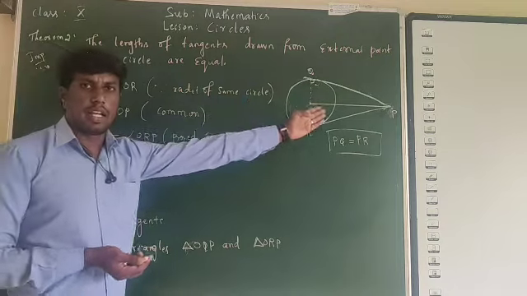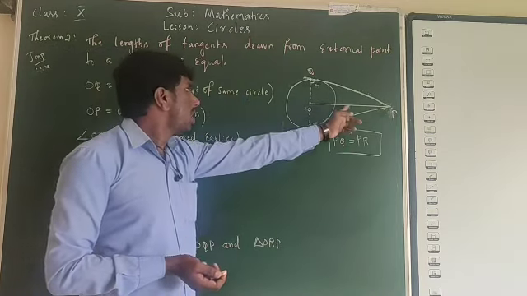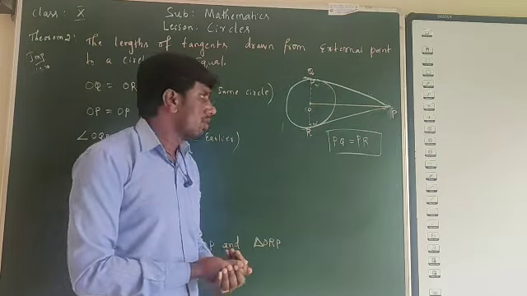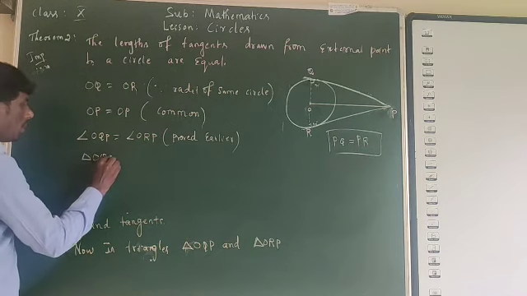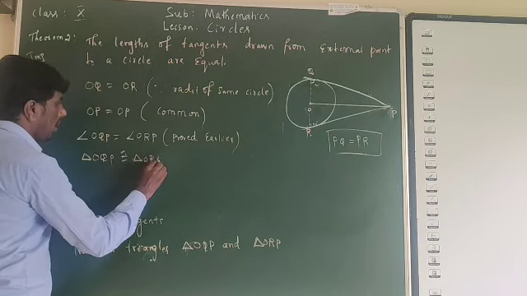So it is a right angle triangle. The hypotenuse side and then the other side are equal. So therefore, triangle OQP must be congruent to triangle ORP.